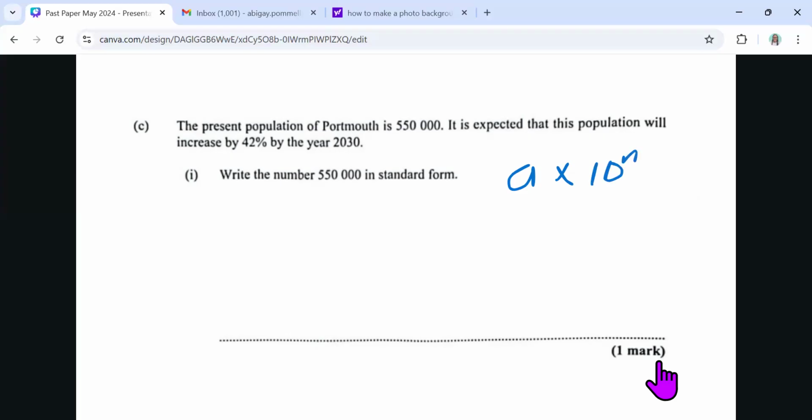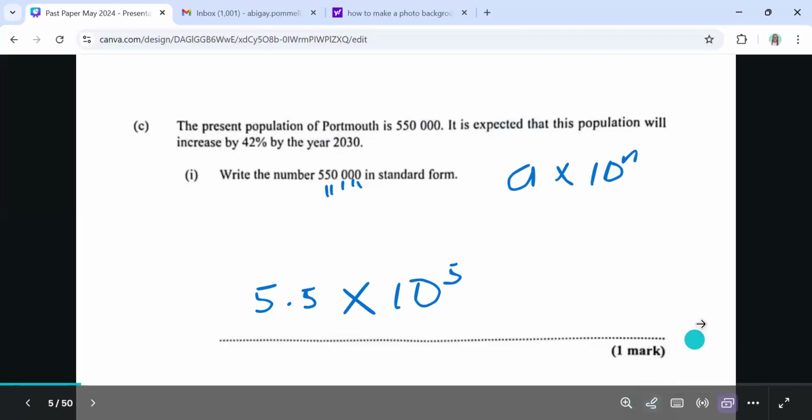And A represents a number between 1 and 10. So it is going to be 5.5. So that's the number between it. And then 10 to the n. N is how many spaces you move to get to this. So we have 1, 2, 3, 4, 5. So 5. So our answer is 5.5 times 10 to the 5th power. Moving on to the next.